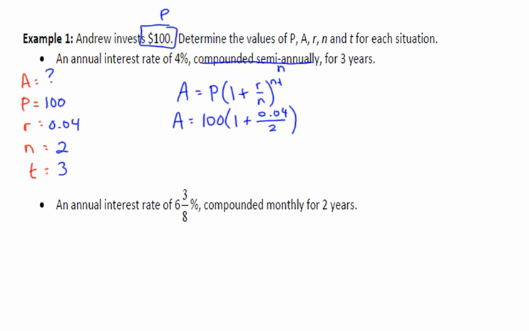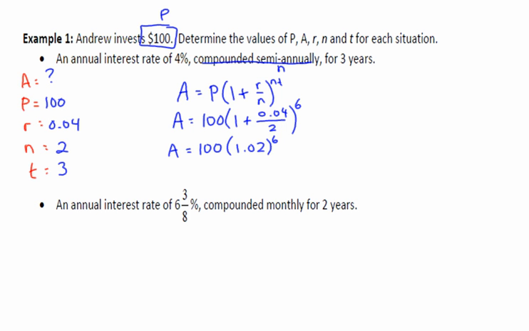If it's twice per year for 3 years, 2 times 3, that's where this comes from, which equals 6 compounds. Okay, so when we simplify this, what does the inside become? So first, 0.04 divided by 2, 0.02 plus 1, 1.02 to the power of 6.